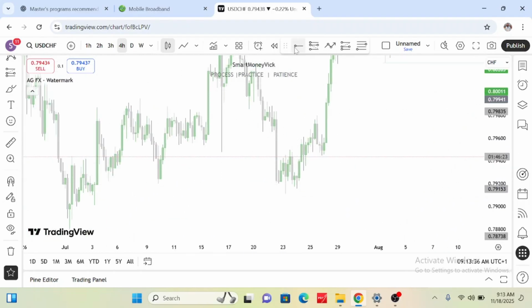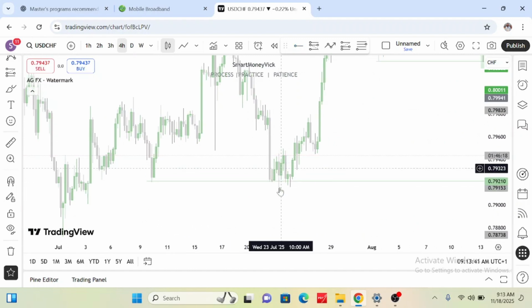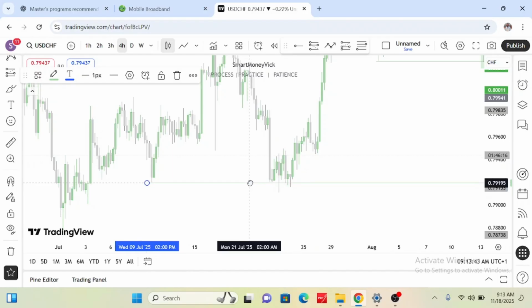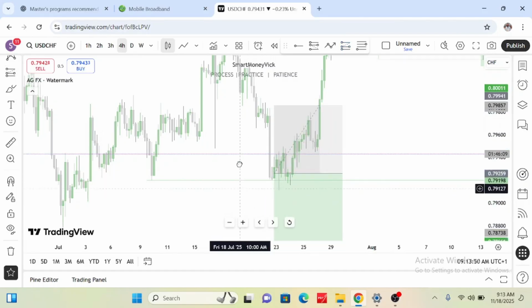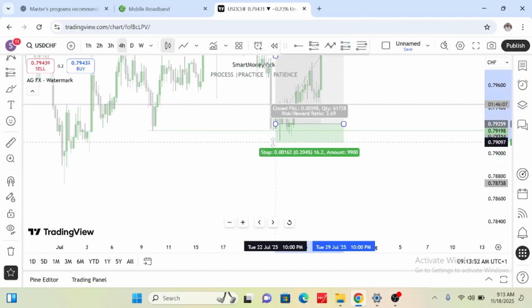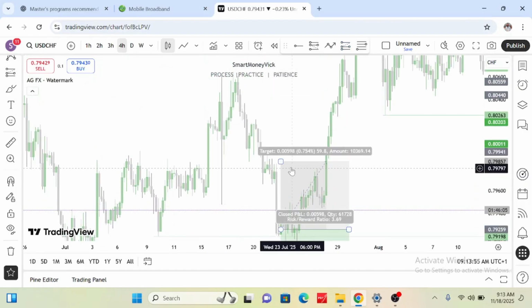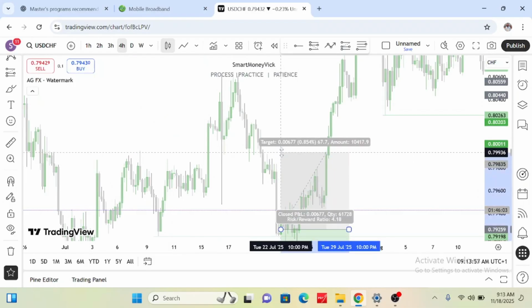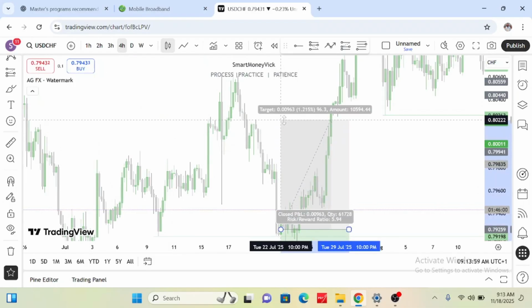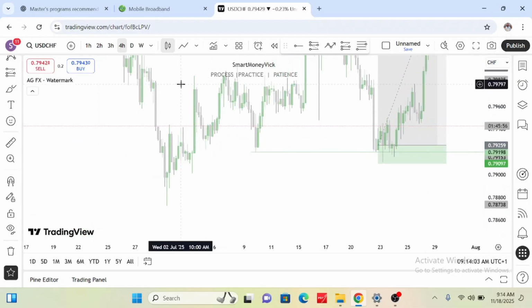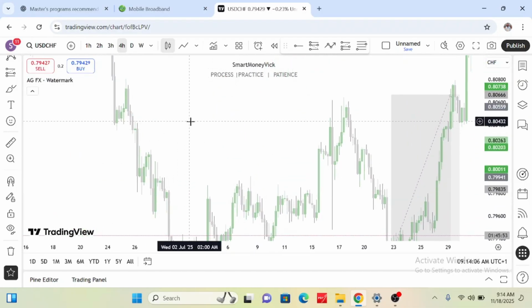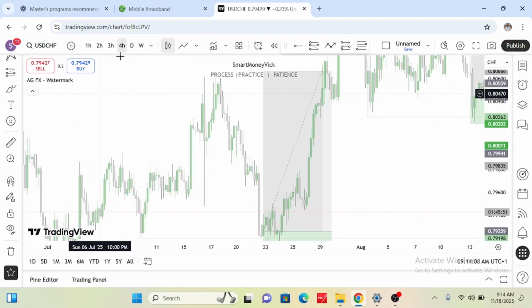Now look at this. We swept this low, rejected instantly. This would have been our entry. Stop loss right below it. And we are targeting the opposite side liquidity. This TP1, TP2, and our final TP. So yeah, guys, this is how you trade this concept. It's as simple as that.